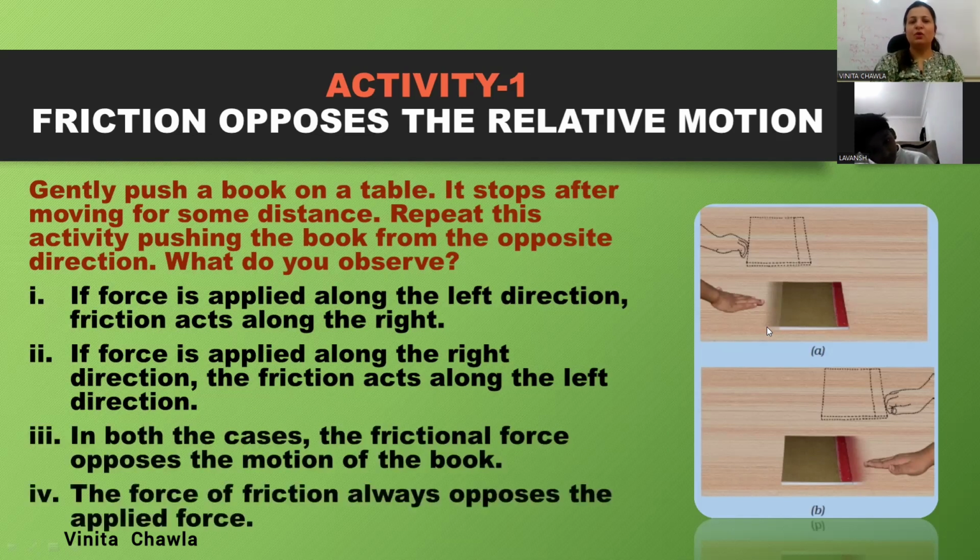So the force of friction always opposes the applied force. It will always oppose the motion of the book, as in this case.